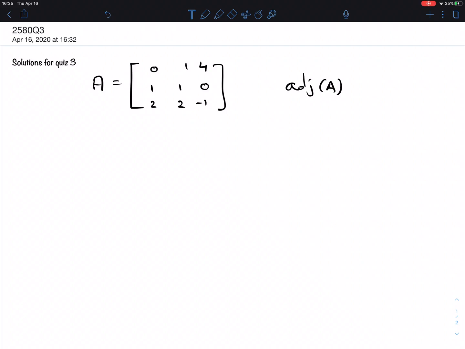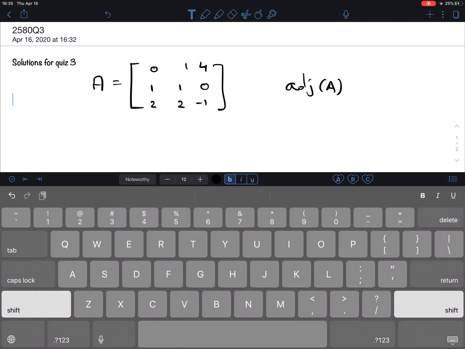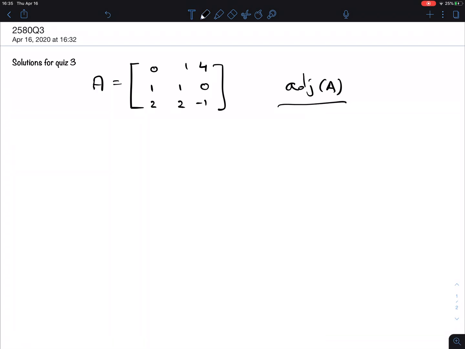Solution for quiz number 3 from Thursday. We need to calculate the adjoint of A. That was the first question. To do that, we have to calculate the cofactors of A, which is C11, C12, C13. This is the first row, so I'm going to write it in the first row. It makes it a little bit simpler later on.